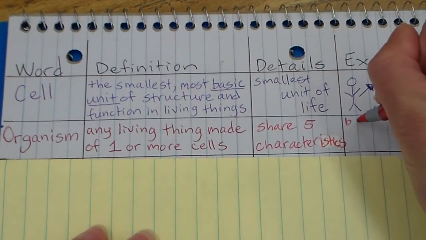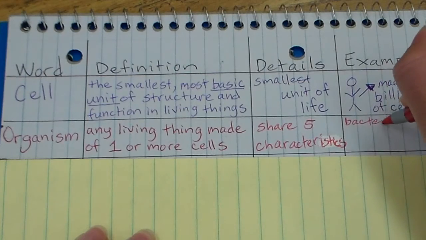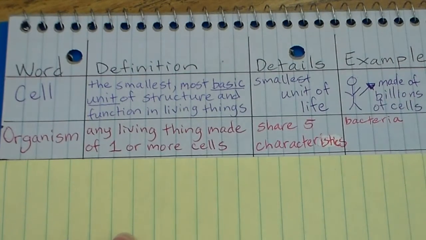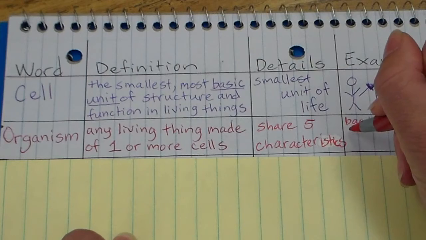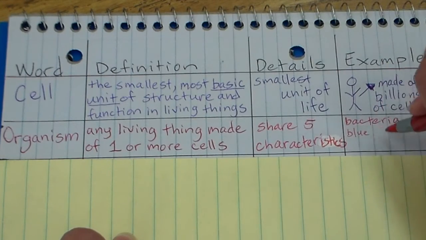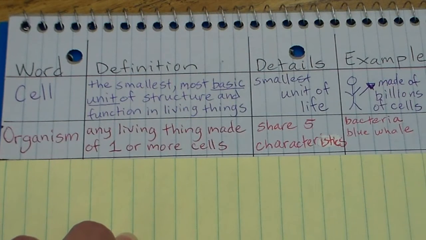First of all, I'm going to start with the tiniest kind of organism, which is bacteria. People forget bacteria is a living thing. It's an organism. It's made of one cell, and they've been incredibly successful for billions of years on our planet. The largest organism by comparison is, I'm thinking of a blue whale, although I've also heard there's a type of fungi that is incredibly large too. So a blue whale is an organism.